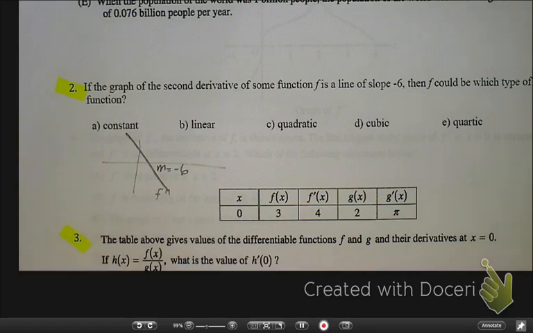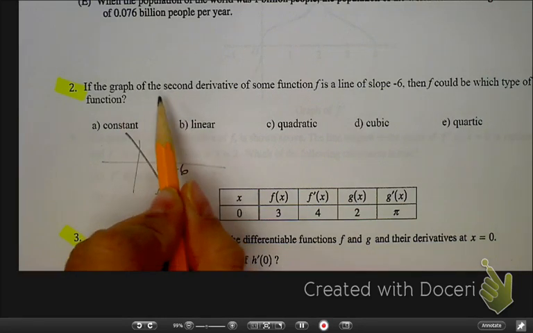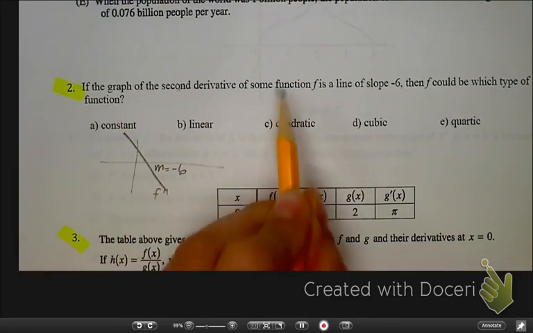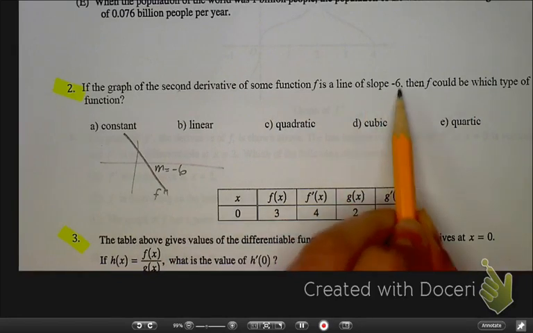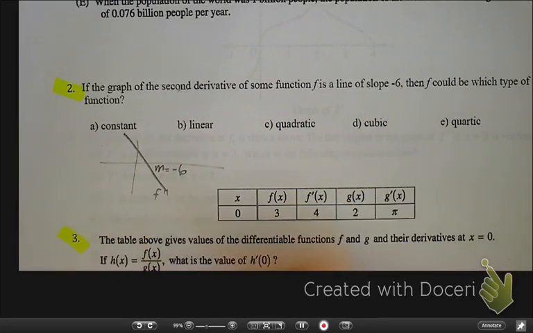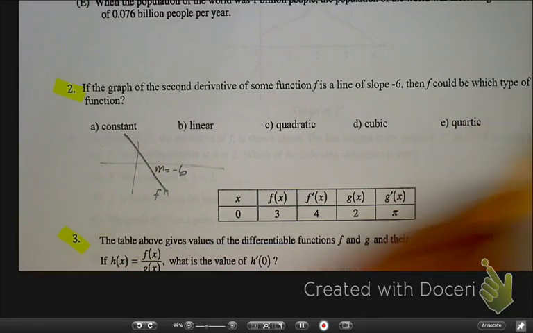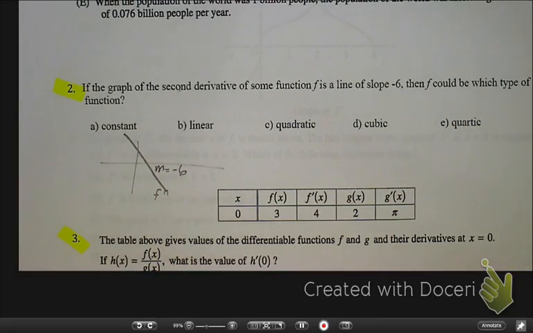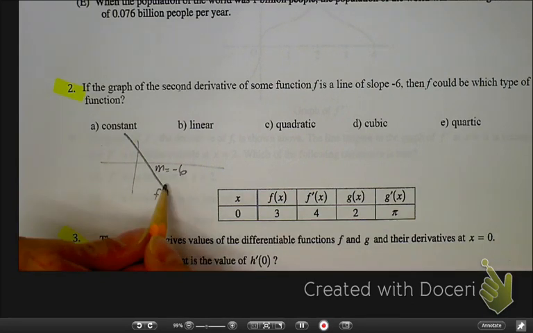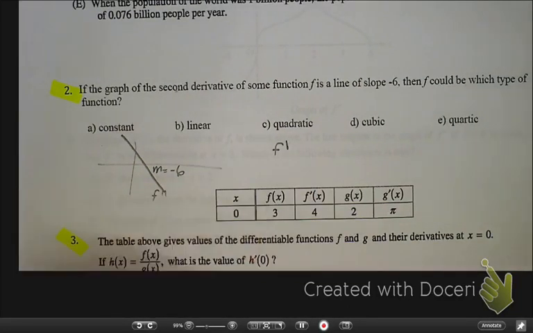This is f double prime. So let's make sure we read this correctly one more time. The second derivative of a function is a line of slope negative 6. So here's a line, slope negative 6. Then f would be which type of function? Keep in mind, this is more of a conceptual question, but I think you guys are okay with understanding where it comes from. If the second derivative is a line, that means that the first derivative must have been a quadratic.